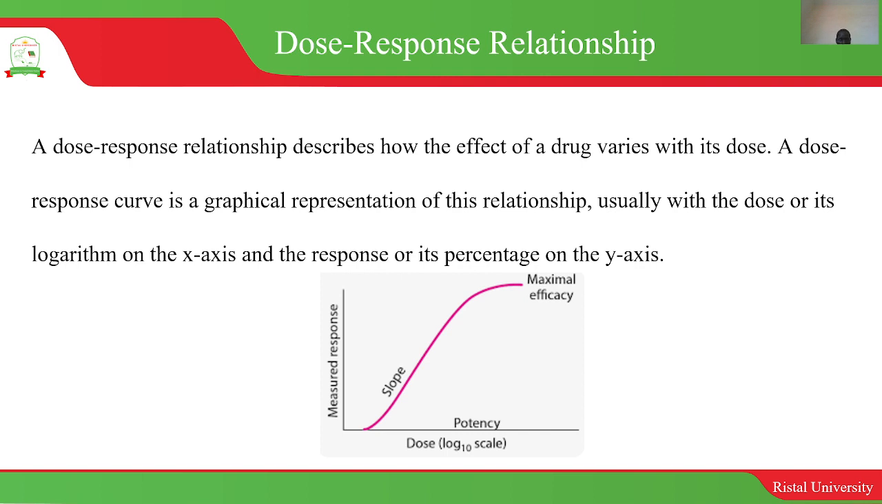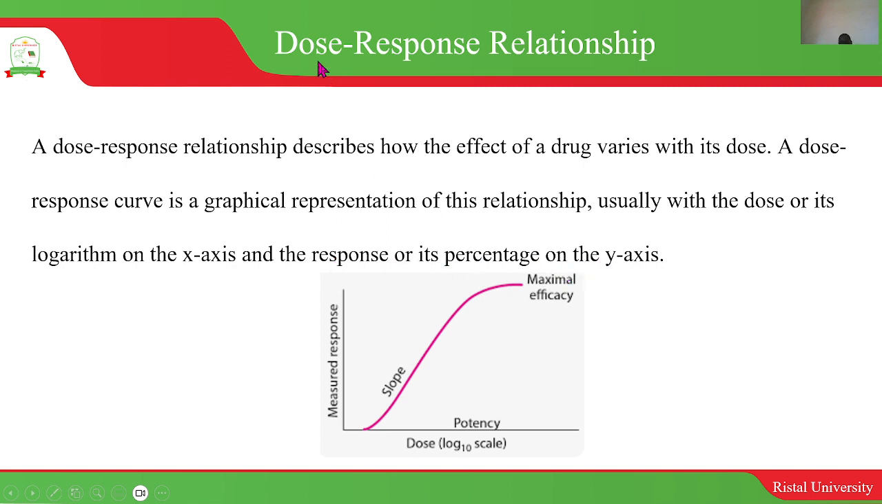Drug response relationships. We said dose response relationship describes how the effect of a drug varies with its dose. A dose response curve is a graphical representation of this relationship, usually with the dose or its logarithm on the x-axis and the response or its percentage on the y-axis. So the dose response curve is a logarithmic expression, in such a way that the x-axis is the logarithm measure, while the y-axis is the percentage. Okay, it's measuring this percentage.